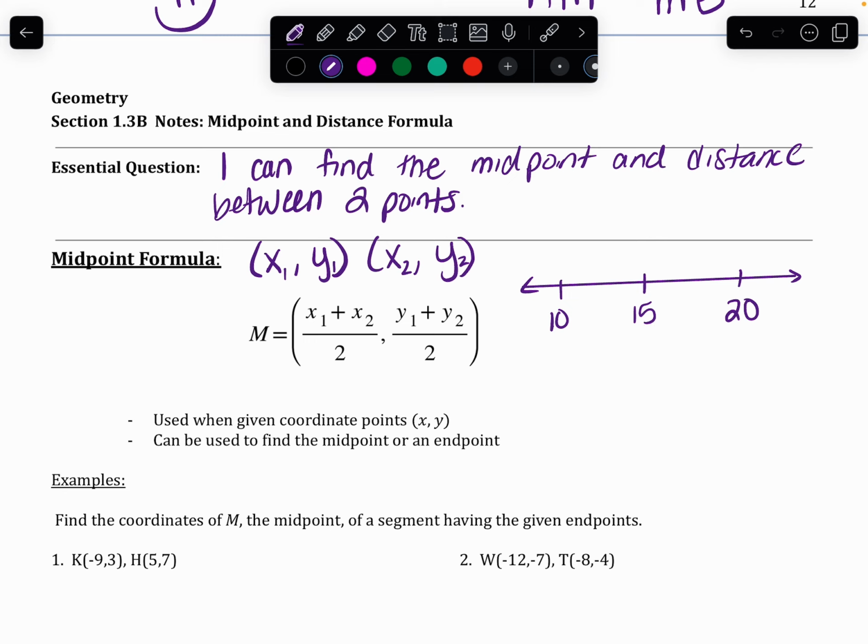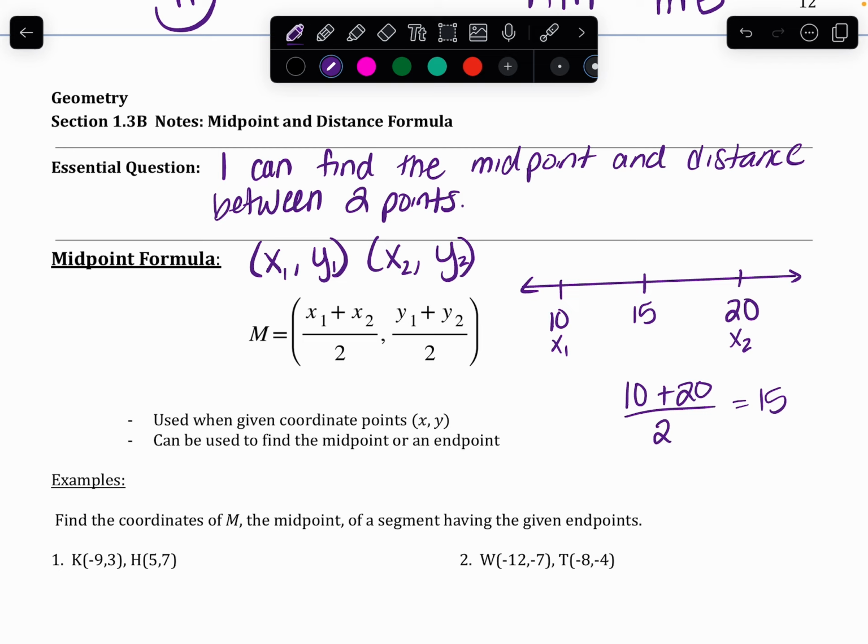And you can find that by taking, let's say this is your first point and this is your second point. So if you add them together, 10 plus 20 is 30, and then divide by 2 and you get 15. So you can find the halfway point between any two numbers by adding them together and dividing by 2. So if you want the midpoint between any 2 points, you do that for both the x and the y coordinate, and you get the midpoint.